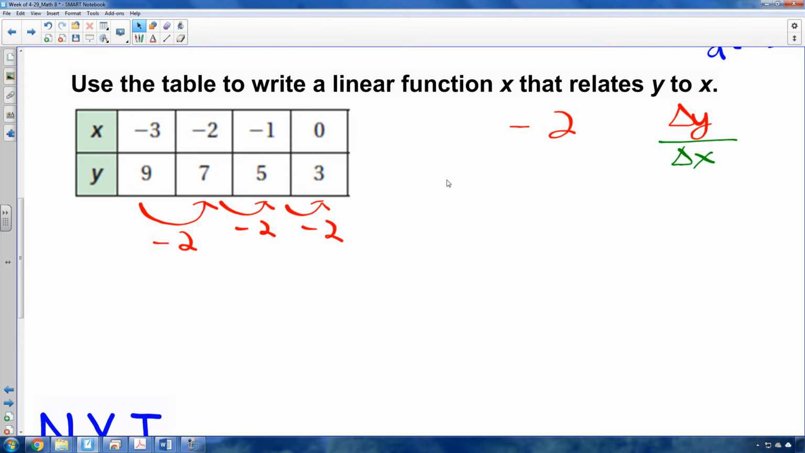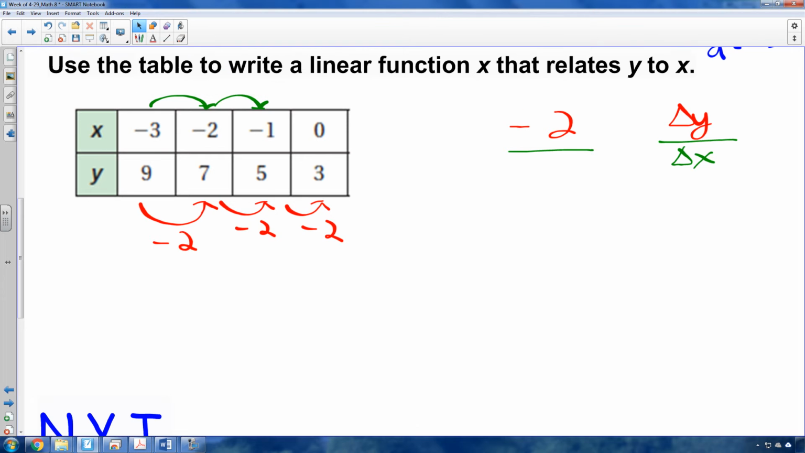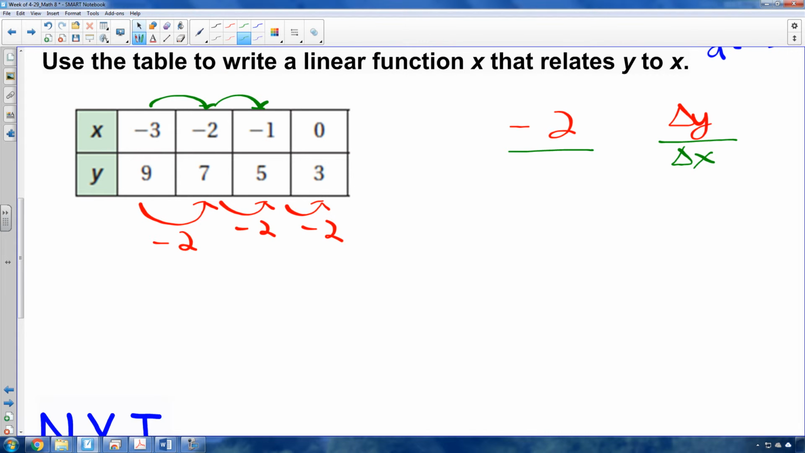Over the change in x, and if we look at the x here, -3 to -2, -2 to -1, right? We see a few things going on there. How does -3 become -2? Yeah, it went up by 1, exactly. Good work there. So we went up by 1, and we went up by 1, and we went up by 1. So our change in y over change in x is -2 over 1. It might seem familiar to you.